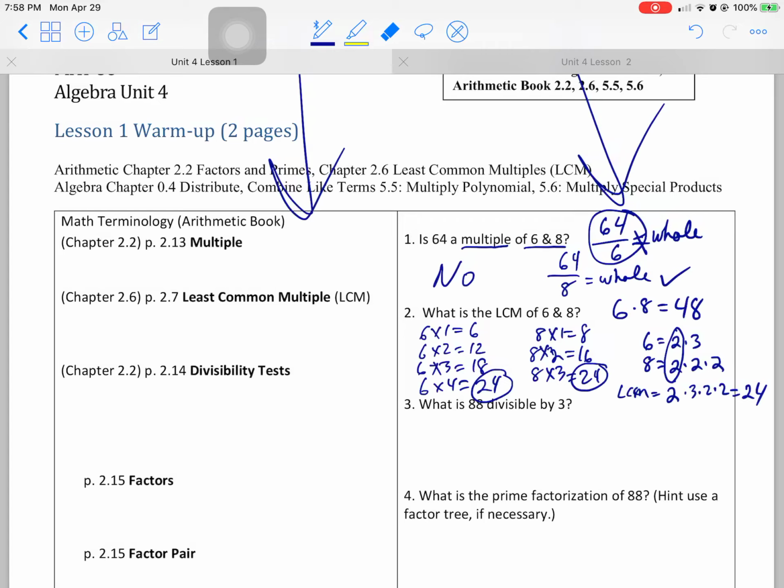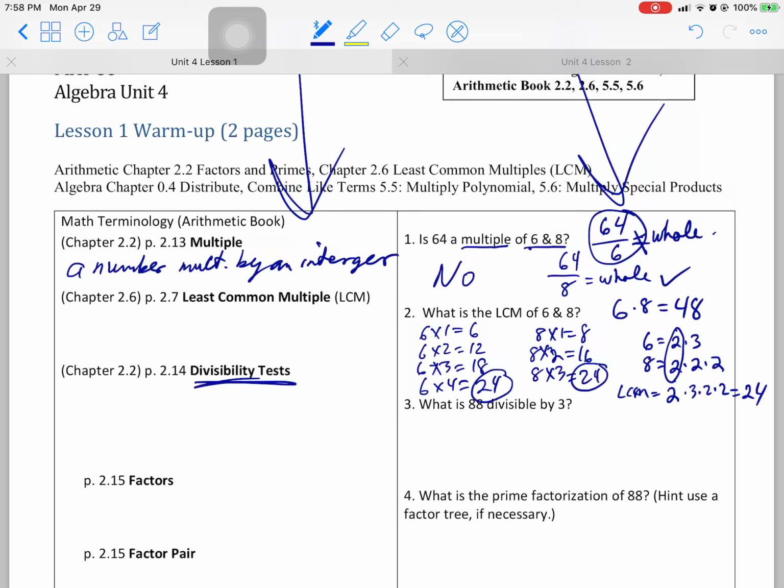So what can you tell from all that about what a multiple is? A multiple, by definition, is a number multiplied by an integer. I don't know that that really helps with knowing the definition. Multiple of 6 and 8. I think I like this definition over here. It kind of means, do these numbers go into it; is it divisible by this with a whole number?